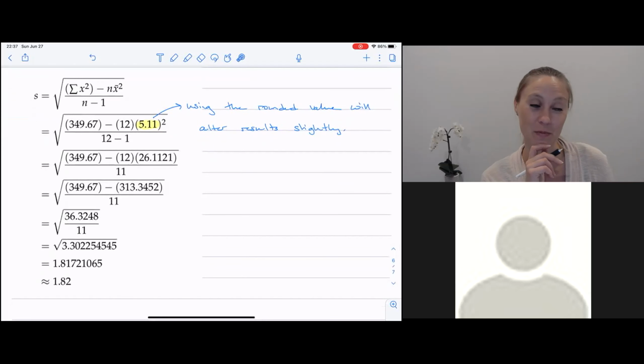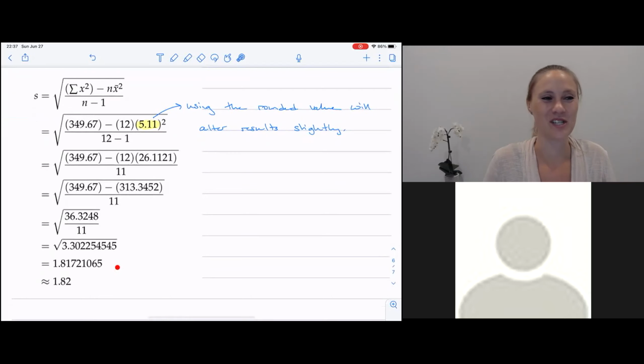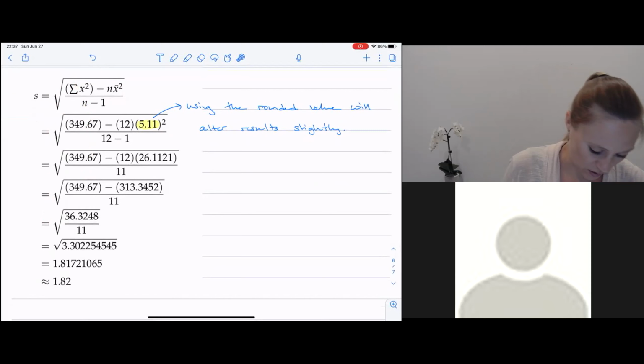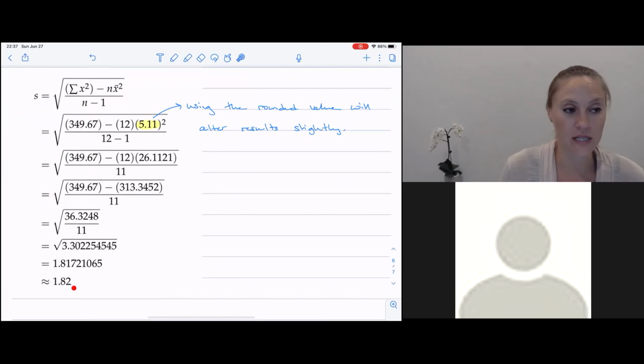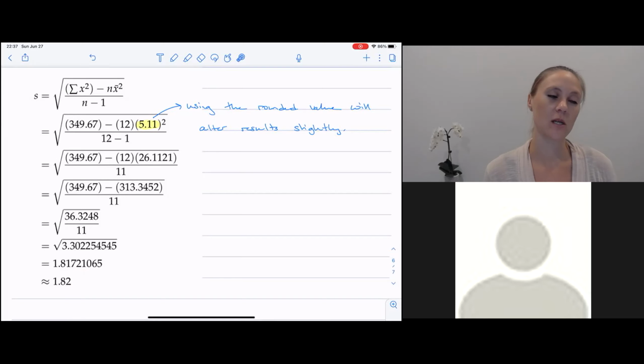I do it sometimes, but usually it's if I'm running out of space on the page and it's the last little calculation. Okay? But in general, try to stack your equal signs and start with your empty formula and then fill it in and then show each of the steps. So again, we end up rounding here from 1.817 to 1.82.